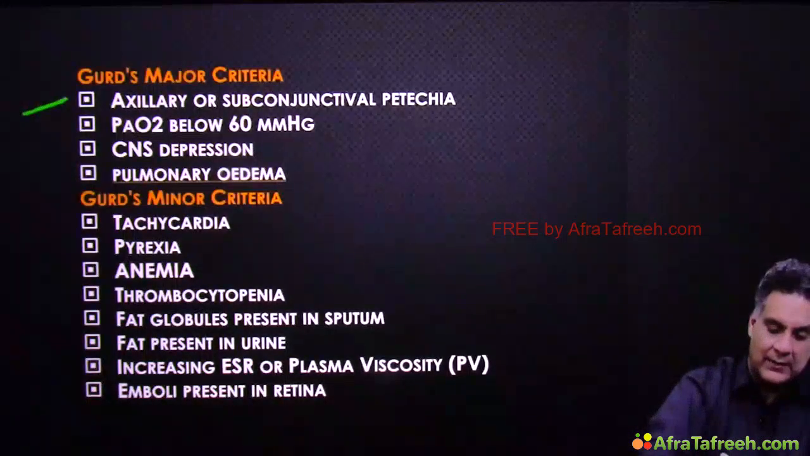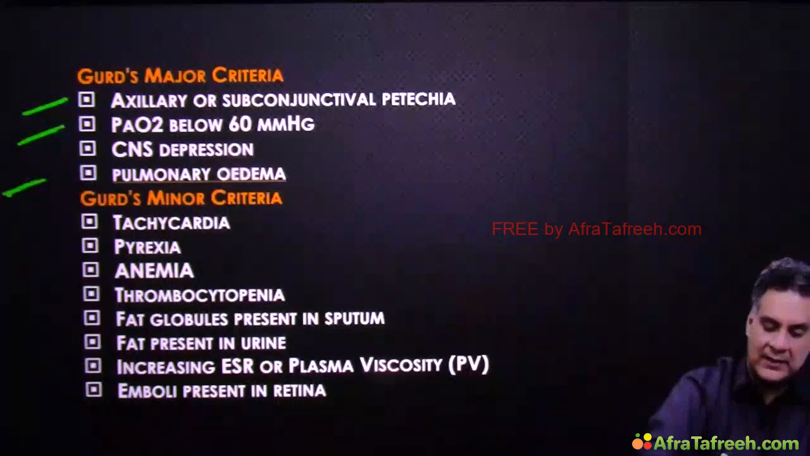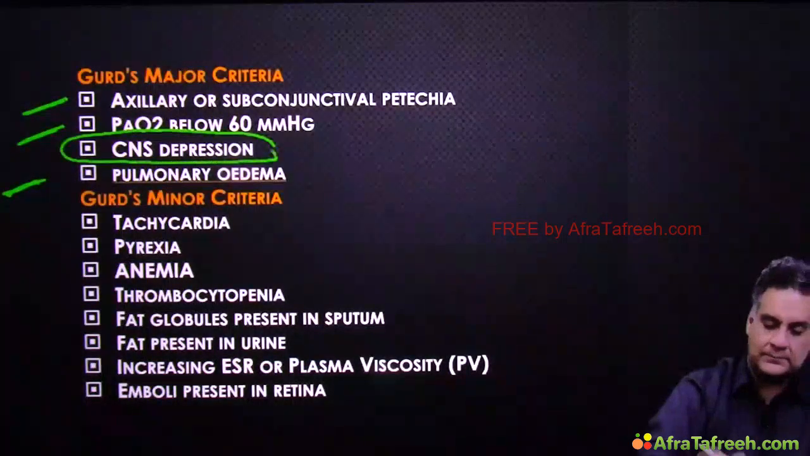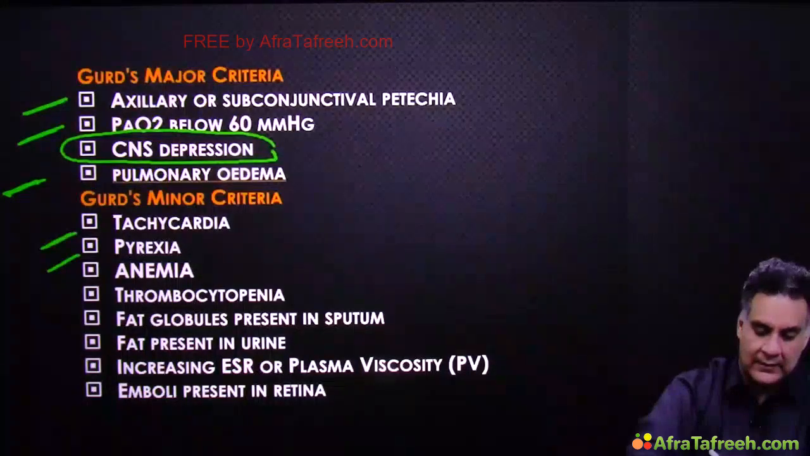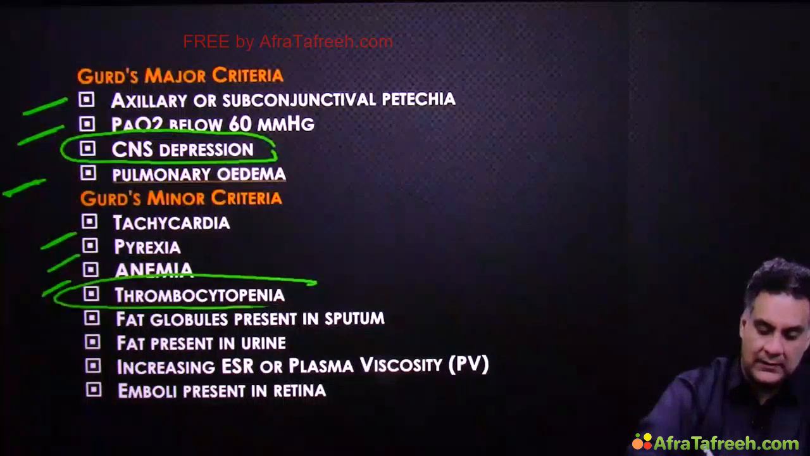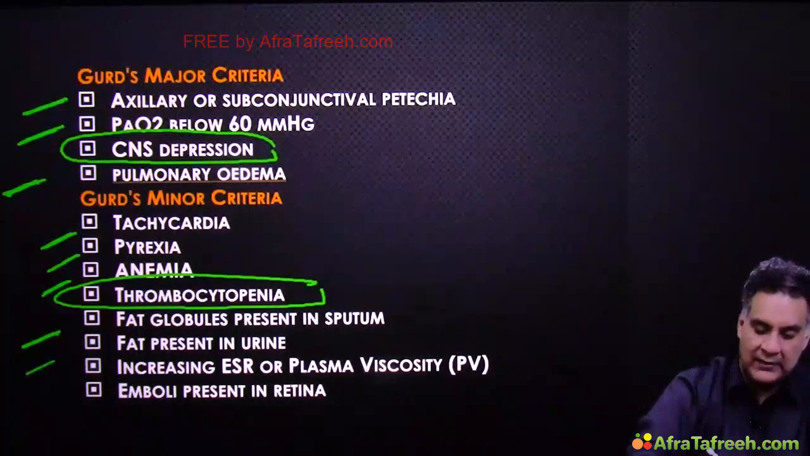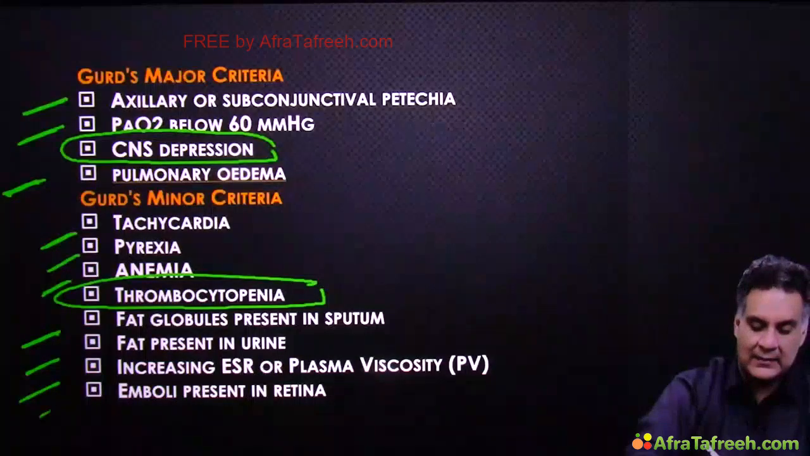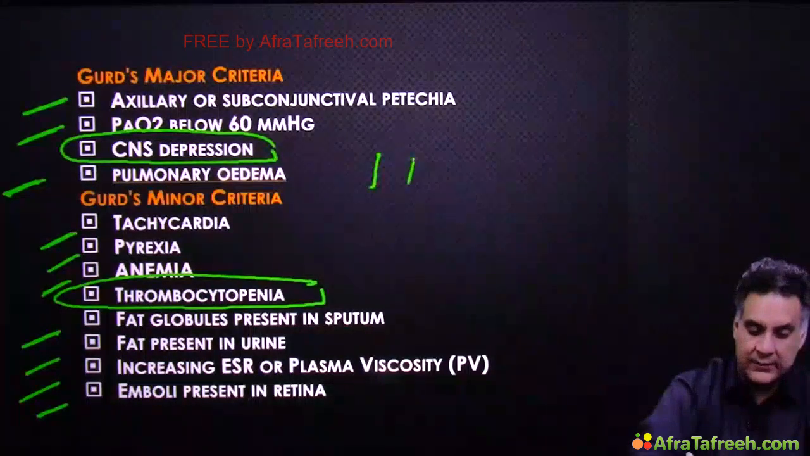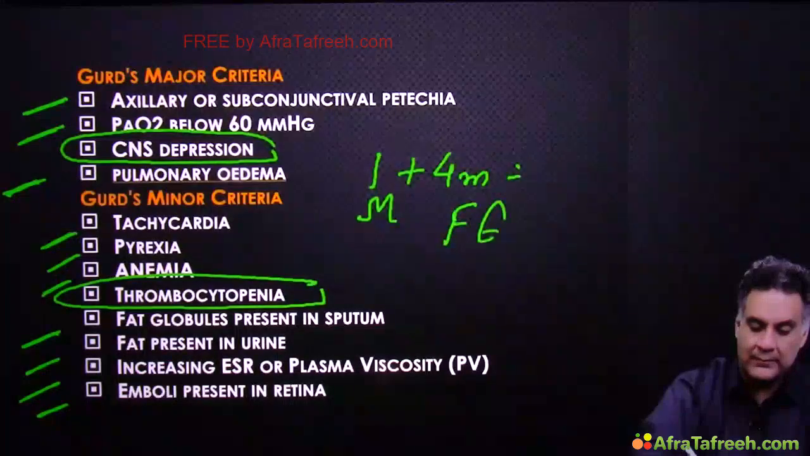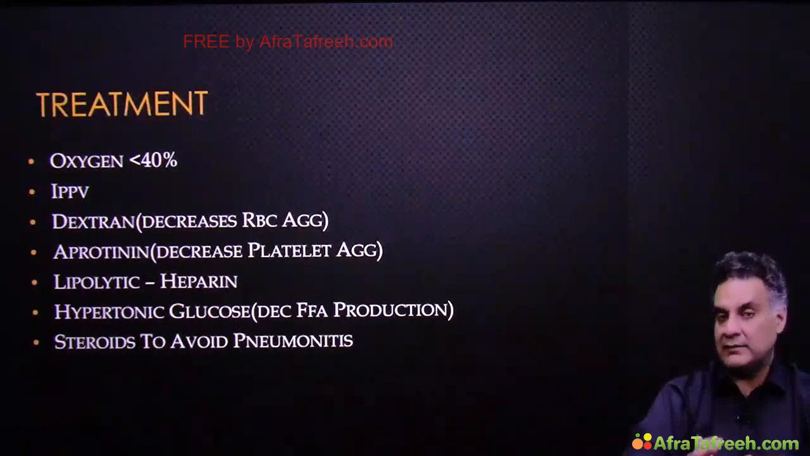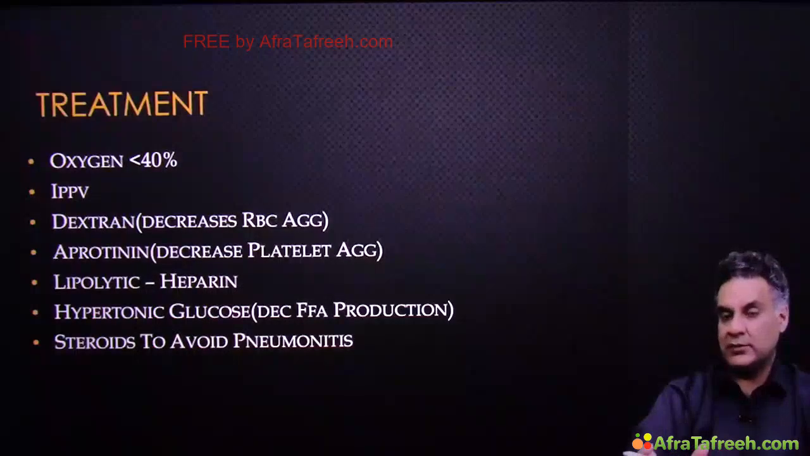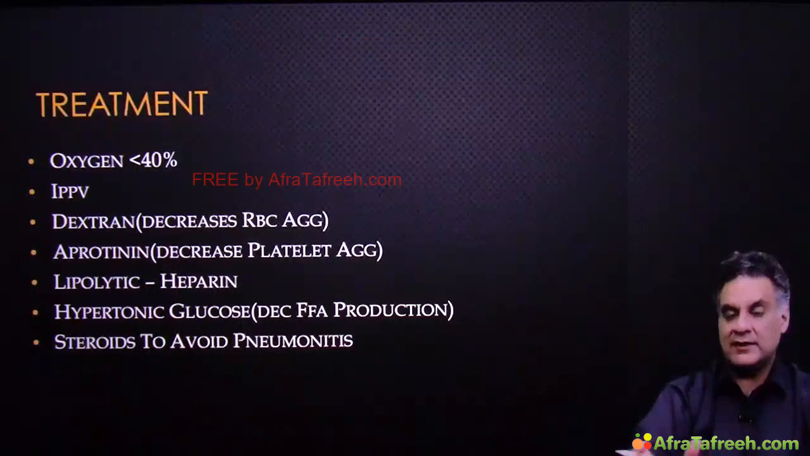There will be petechiae, PaO2 less than 60, pulmonary edema, and CNS depression. Whereas minor criteria: fever, tachycardia, anemia, thrombocytopenia, fat in sputum, fat in urine, increased ESR, retinal emboli. So 1 major plus 4 minor is equal to fat embolism. The drug of choice is oxygen. Fat embolism is managed in ICU. The ventilatory mode of choice is intermittent positive pressure ventilation.